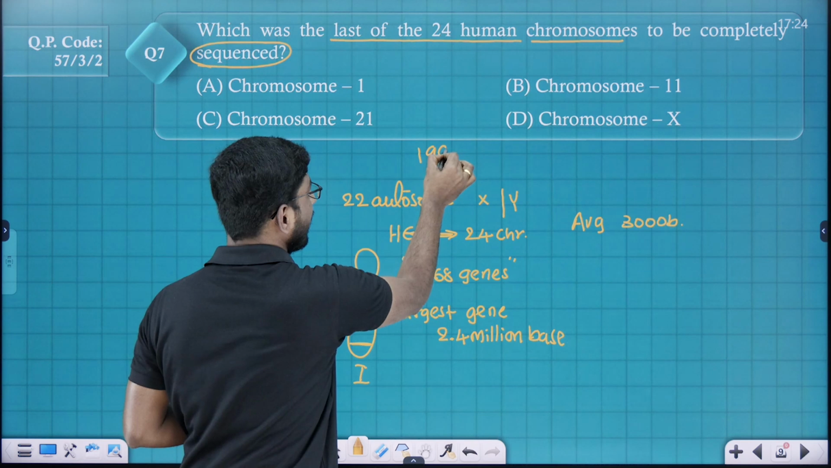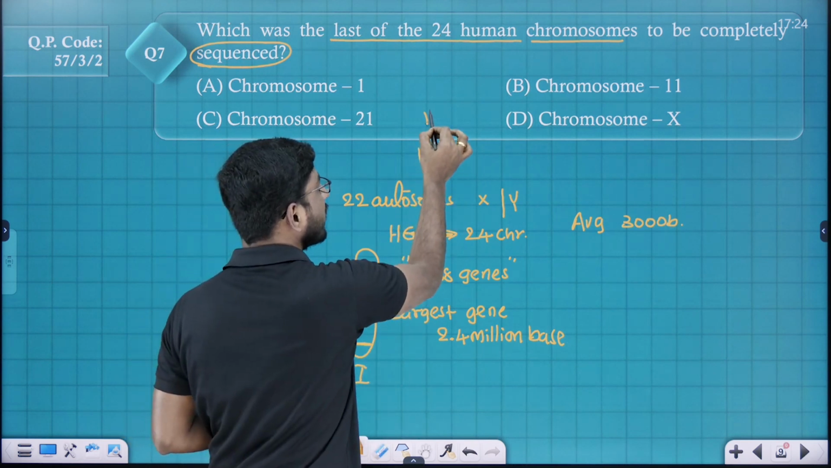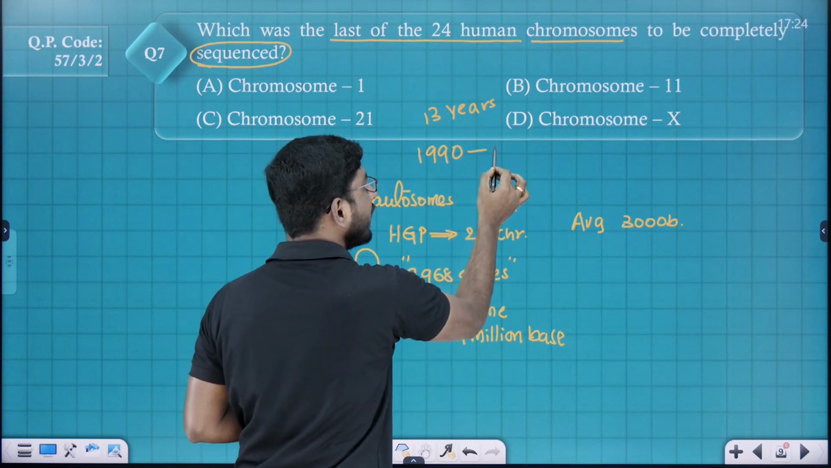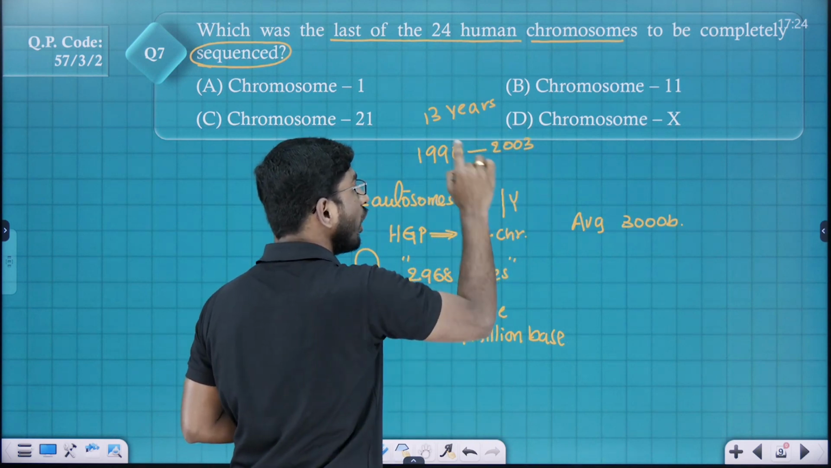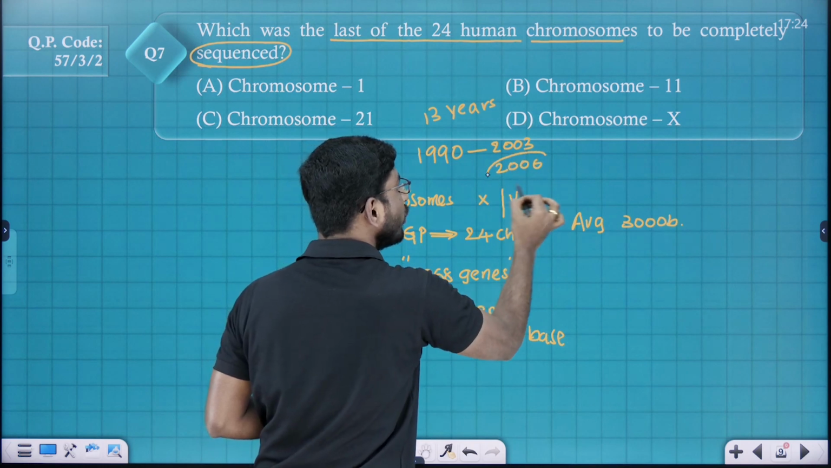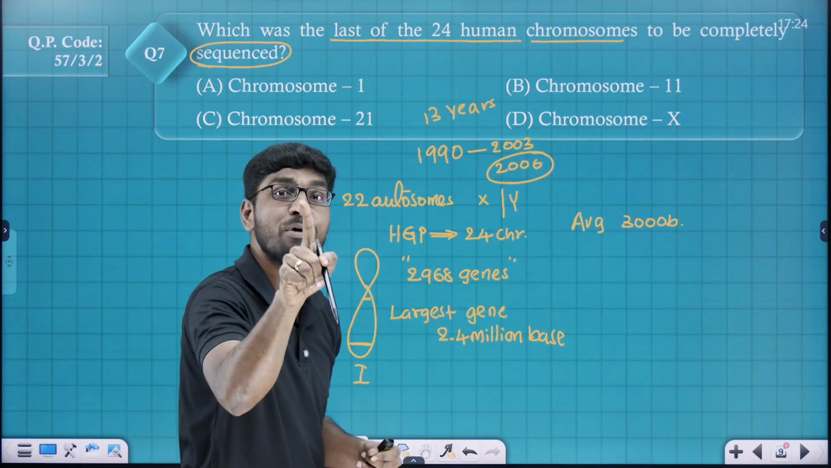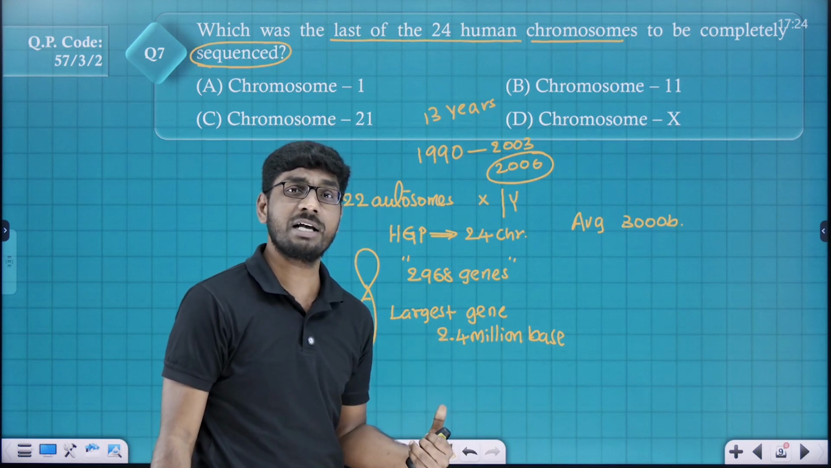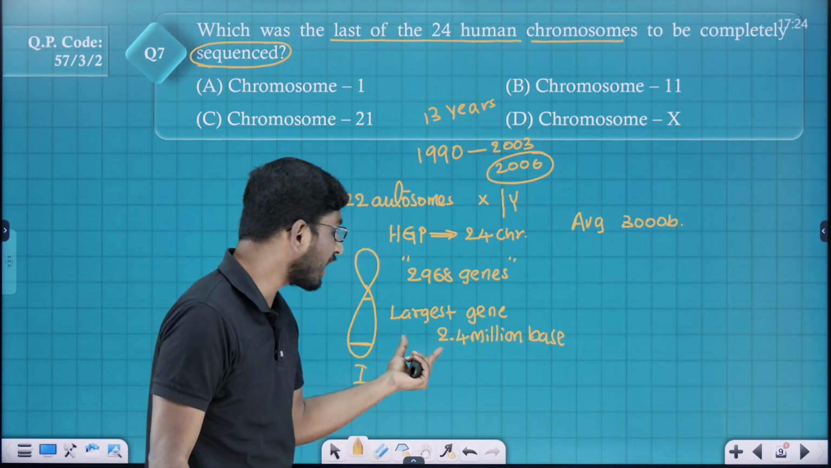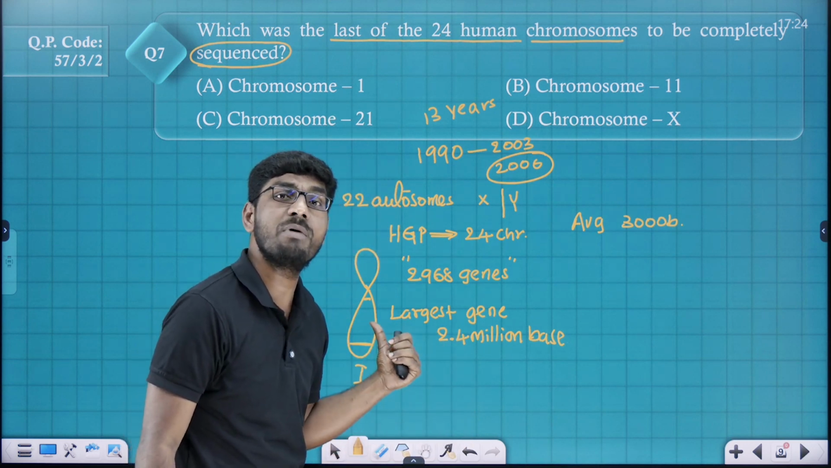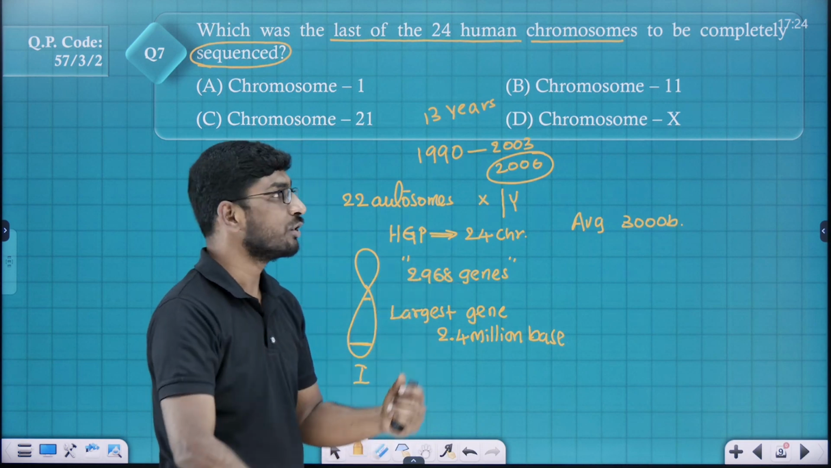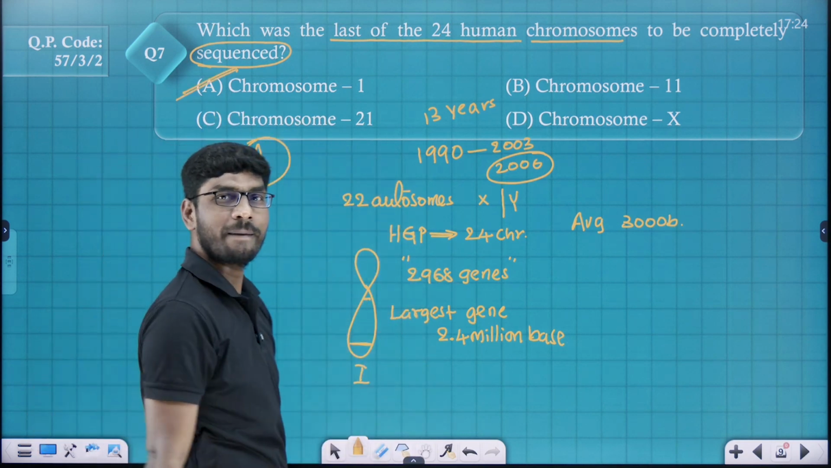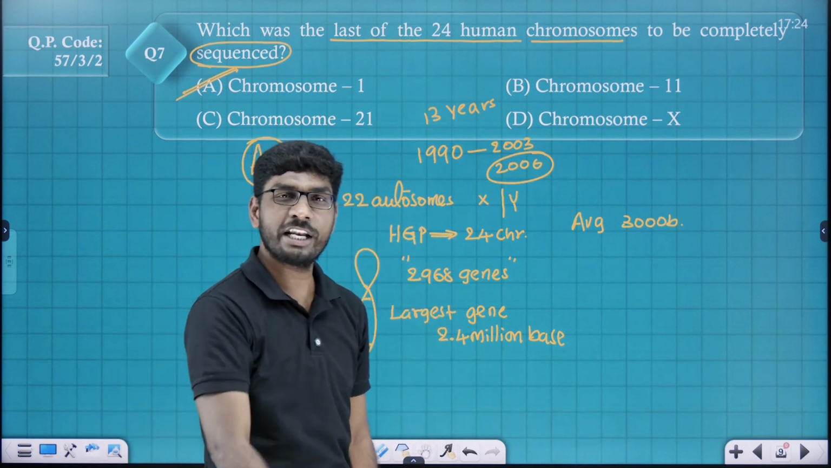In the year 1990 HGP started, and it was actually a 13-year program. It should have been completed in 2003, but it was completed in 2006. You know why 3 more years extra? For the chromosome number 1 sequence, because it is the largest chromosome. A large number of genes are there, and also the largest gene is located on chromosome number 1, that is the dystrophin gene. So the right answer to this question is option A. Am I clear, students? Shall we move on to the next question?